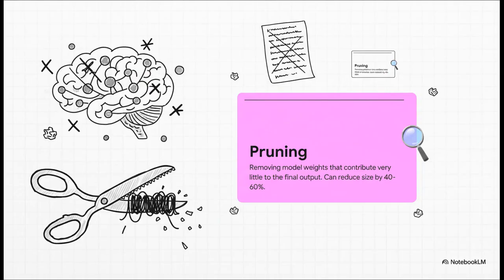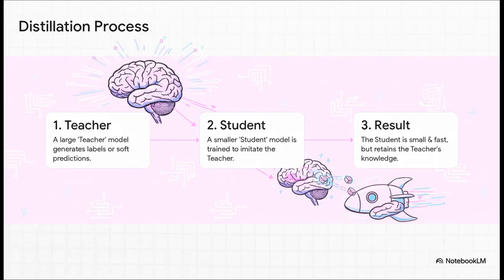Okay, so let's talk pruning. Think of it like being a ruthless editor for an essay. You go in and you cut out all the redundant words and fluff. Pruning finds all the connections in the model's brain that aren't really doing much and just removes them. You can shrink a model by half this way, often without a big drop in performance. It's pretty amazing.